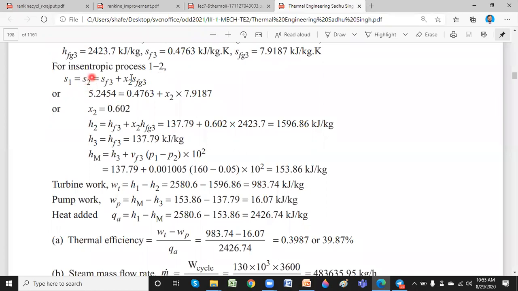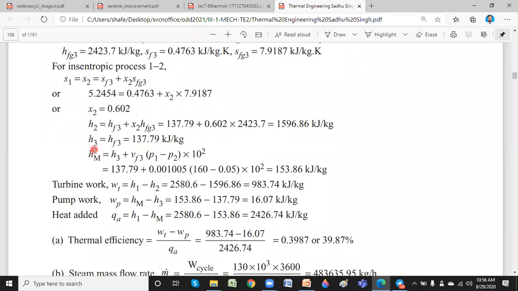You have to remember this formula: S equals Sf plus X into Sfg. So for S2, it is Sf2 plus X2 Sfg2. All the values you know except X, the same way as we discussed in the previous problem. So X now becomes 0.602. If I know the dryness fraction, I can straight away find the wet enthalpy, H2, which is around 1596.86.